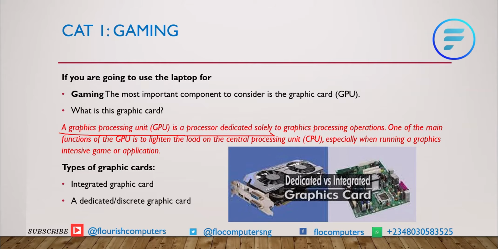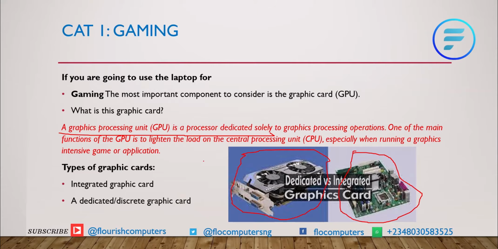Now, there are two types of graphic cards. We have what we call integrated graphic card and dedicated or discrete graphic card. When we talk about an integrated graphic card, it's a graphic card that is bonded on your motherboard, together with your CPU. When we talk about a dedicated or discrete graphic card, it is separated from the CPU. You can have it in the form of a card that is plugged into the PCI slot if you are using a desktop. The advantage of a dedicated graphic card is that its function is totally separated from the CPU, so that makes your graphic card able to run effectively.